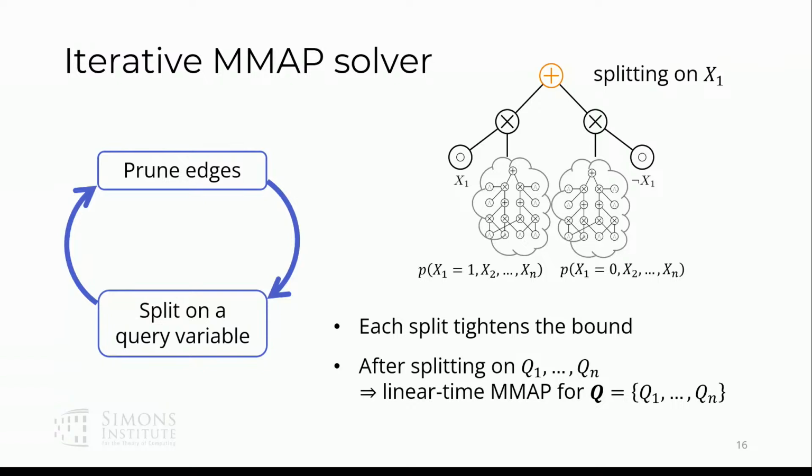And in this iterative approach, we are splitting on one variable at a time. After we split on all of the query variables, you end up with the constraint structure where you have all the map variables at the top of the circuit, right? Which is the case where we know we get the exact marginal map solution. So we know the number of iterations is going to be at most the number of query variables you have.